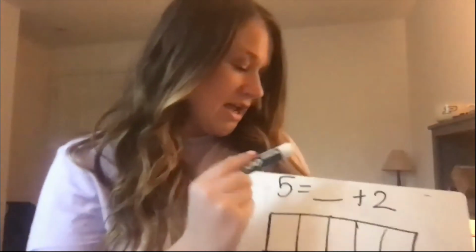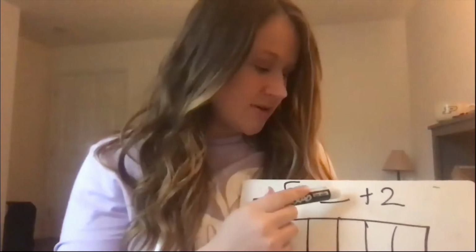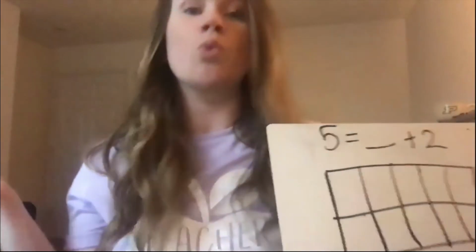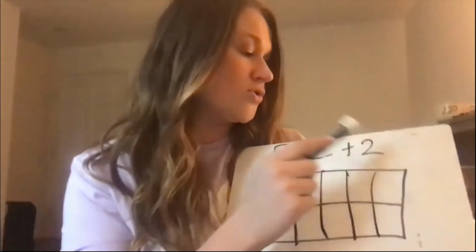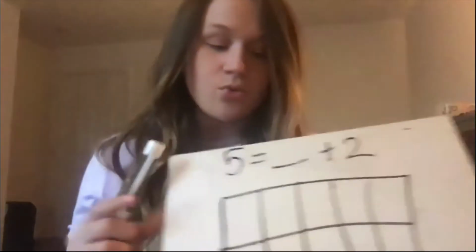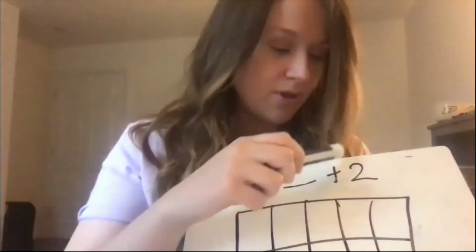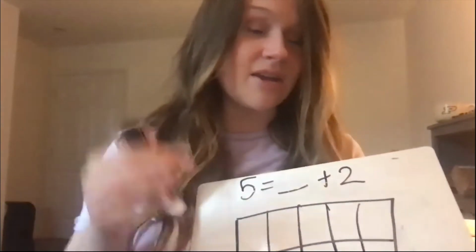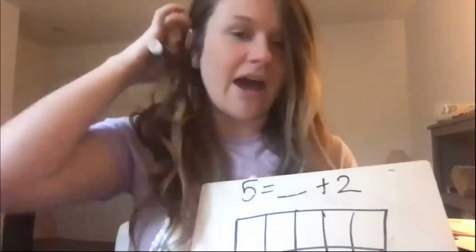So let's see. It says 5 equals something. Remember this empty space where there's nothing, that means we don't know it yet. Plus 2. So something plus 2 is going to equal 5. We can read it like 5 equals something plus 2. Okay, I know the equals is over here, but it's the same thing. So here's a different way we can look at it.